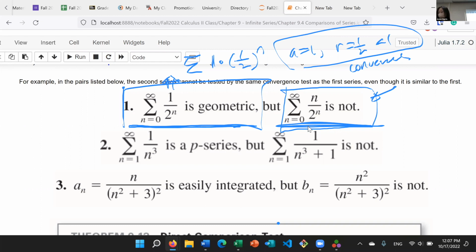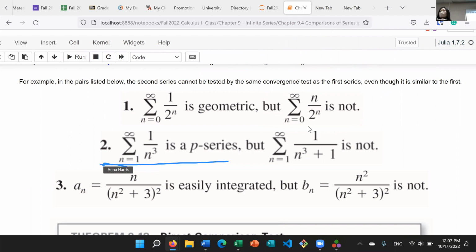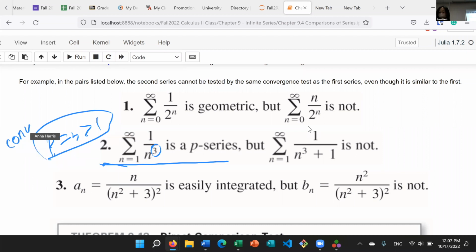Okay, next one. Another comparison you can use is what? That's a P-series. Tell me, is this converge or diverge? And why? That's right, it converges because what? The power, the P is greater than 1, right? P is equal to 3, which is greater than 1. That's why it's what? Converges. So knowing this, you can say, yes, I can compare this with what? That. The P series means the denominator is changing, not the power is changing.